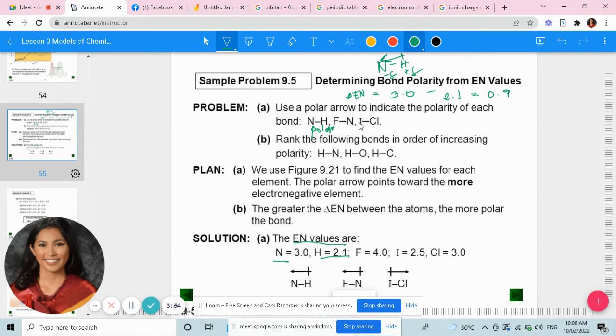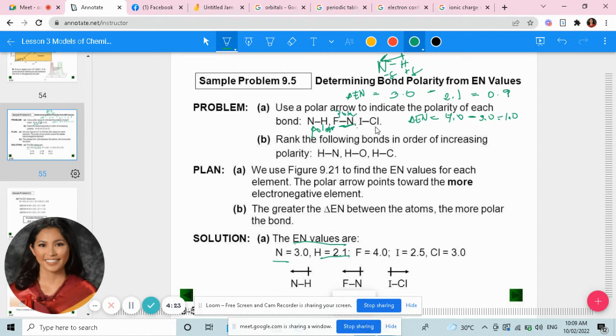Okay? So if we have FN, delta EN, electronegativity, is equal to F, what is it, 4.0 minus N, which is 3.0. Polar or non-polar? Polar, ma'am. Okay.